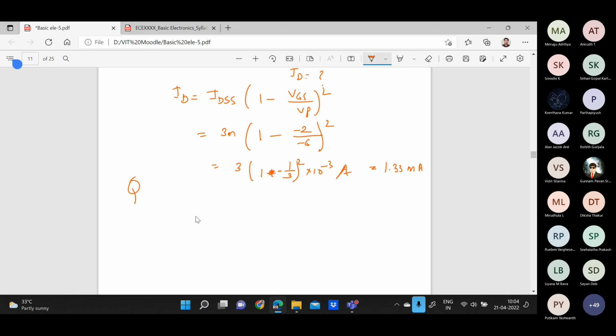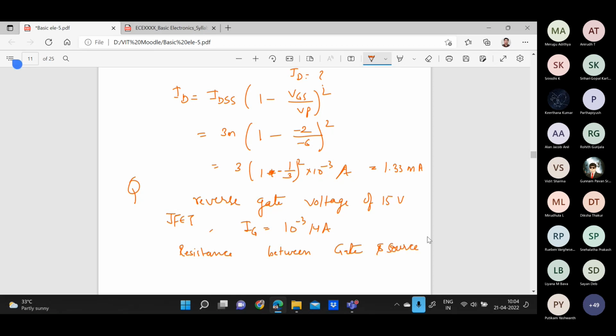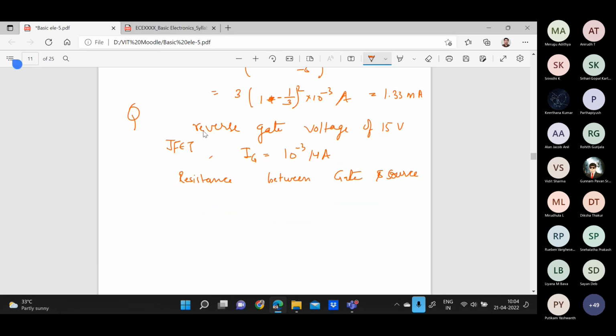They said that a reverse gate voltage of 15 volt is applied in the JFET. Okay. And the gate current IG is 10 raised to power -3 microampere. They said find out the resistance between gate and source.